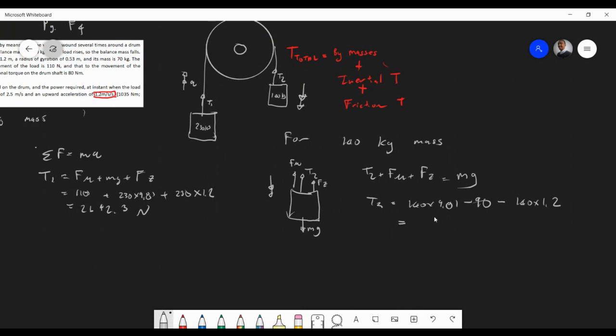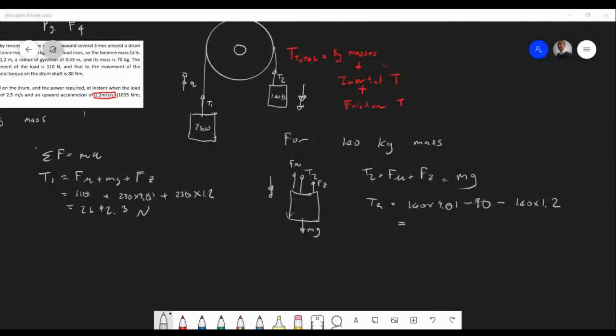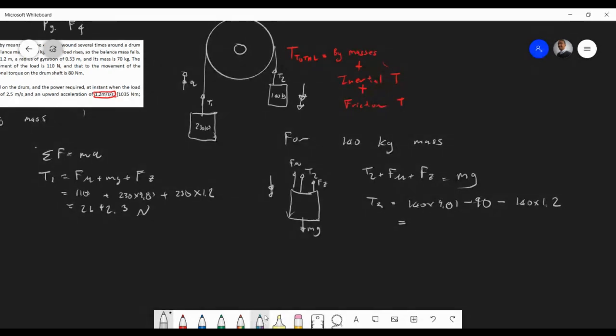I'll give you 30 seconds quickly. 1115.4, that's what I got. Yeah, there we go, that looks right. 1115.4. All right, so those are the tensions in the ropes.